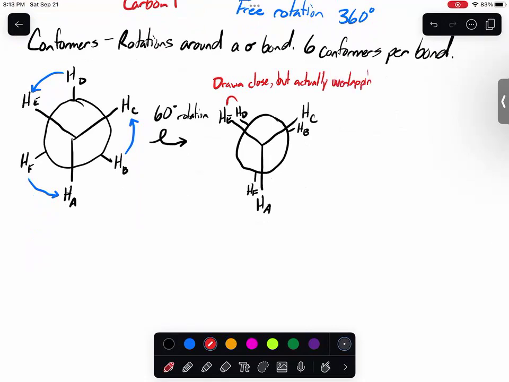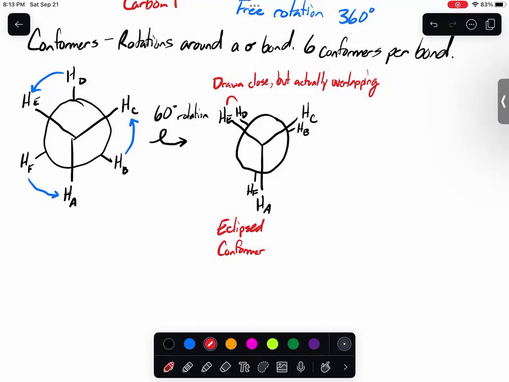Right? And we actually have two different names for these types of conformers. When things are overlapping, we call this an eclipsed conformer, right? Because essentially one thing is eclipsing the other, just like a solar eclipse when the moon goes in front of the sun. We have one atom in front of the other.